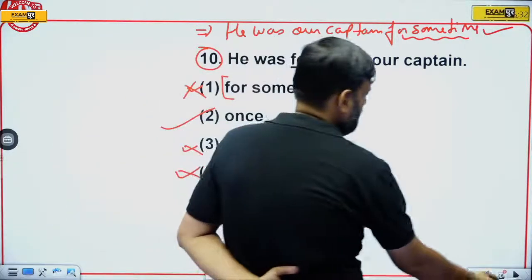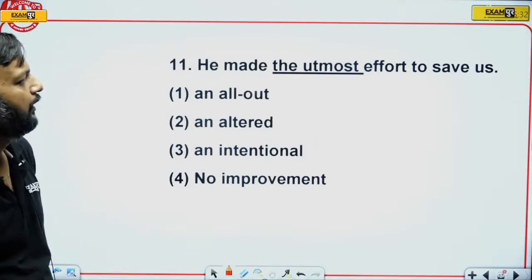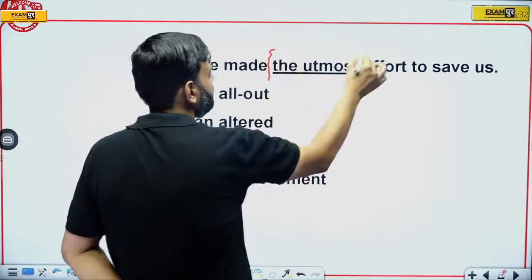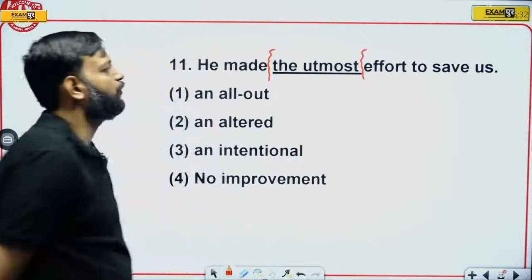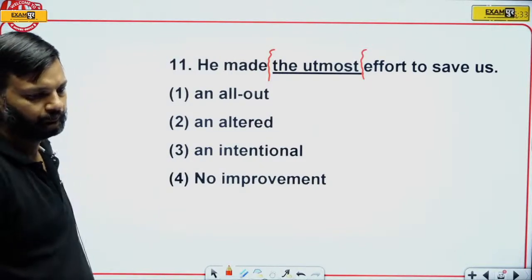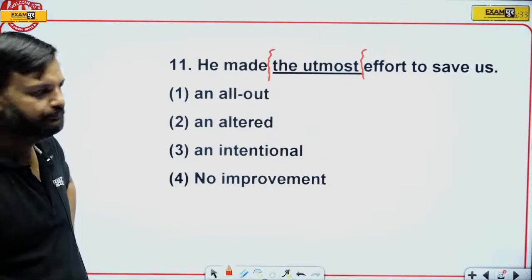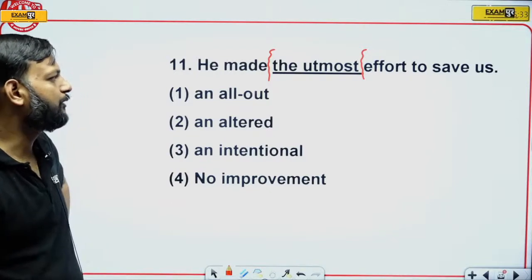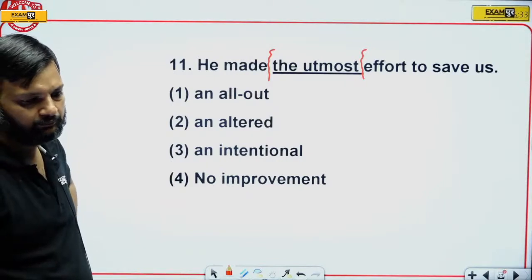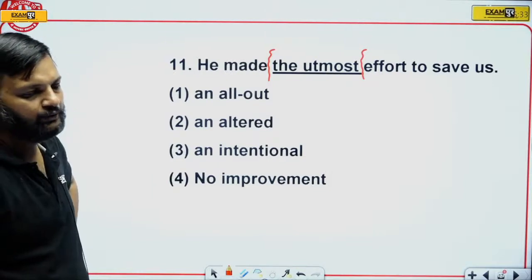Let's see the next question. Question number 11. He made the utmost effort to save us. The underlined portion is utmost. He made the utmost effort to save us. What should be the error?